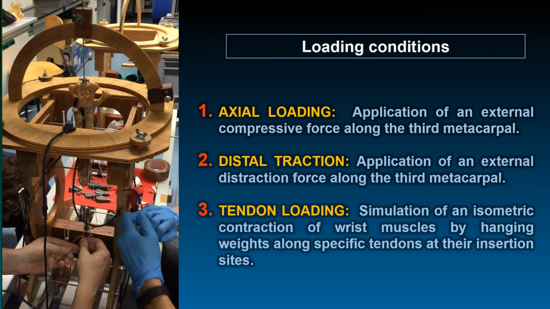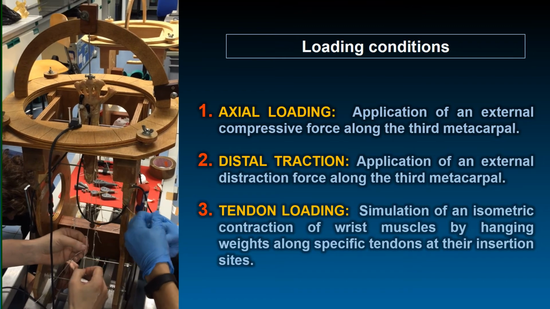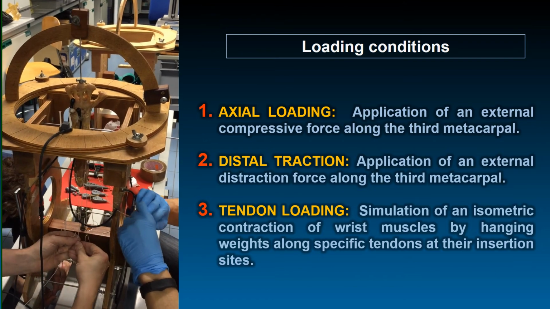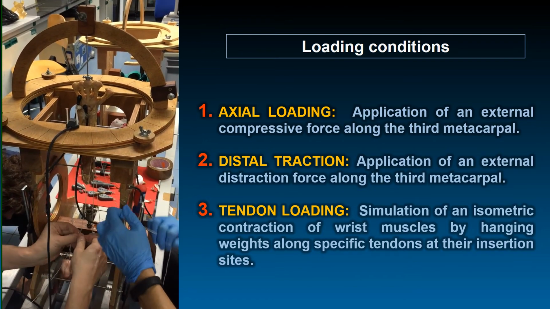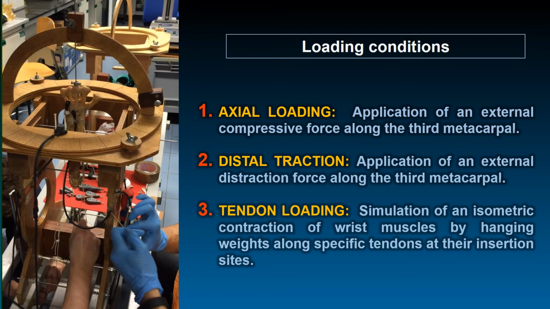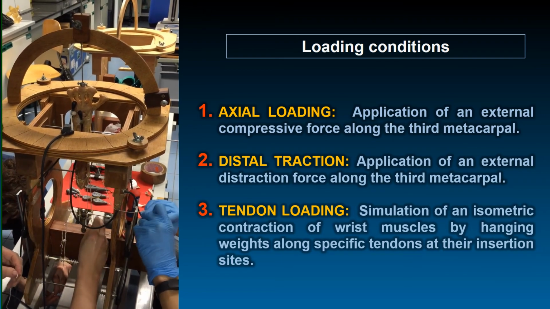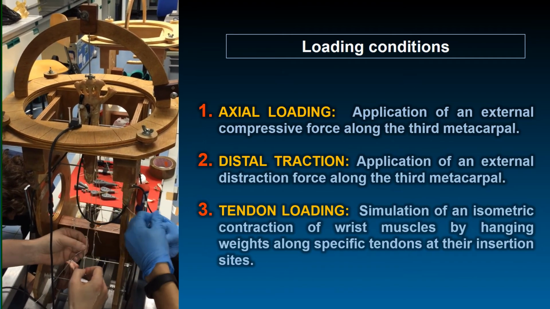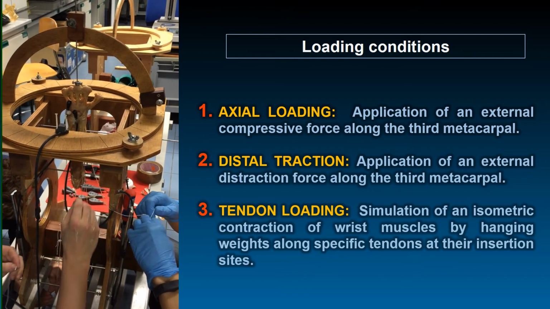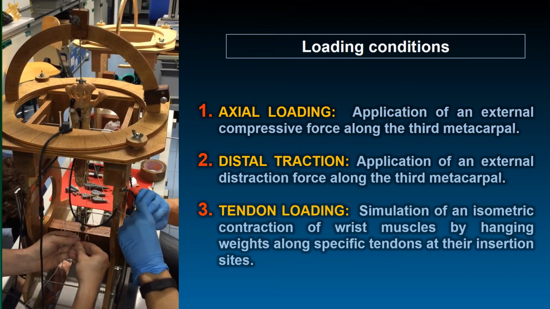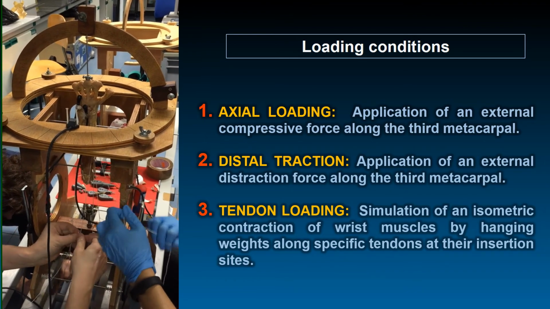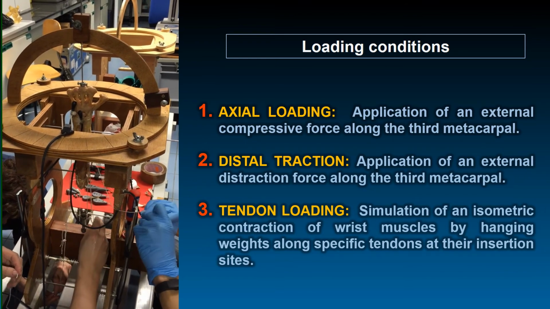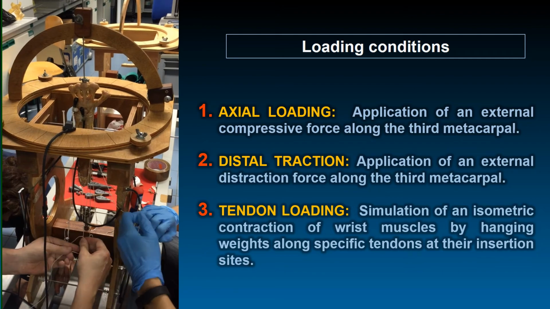3 different loading conditions were trialed: 1. Axial loading, 2. Distal traction, and 3. Tendon loading. For the first, we applied an external compressive force along the third metacarpal. In the second test, the loading was reversed, inducing distraction along the third metacarpal. And the third loading condition consisted of the simulation of an isometric contraction of muscles by hanging weights proportional to their physiologic cross-sectional area along specific tendons at their insertion sites.